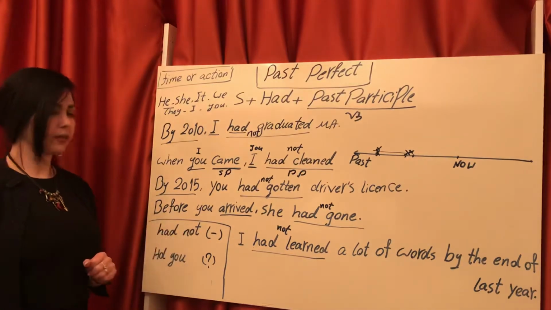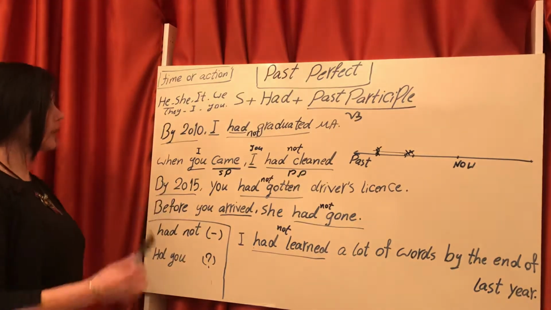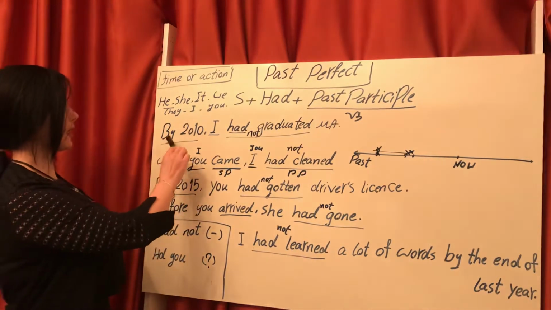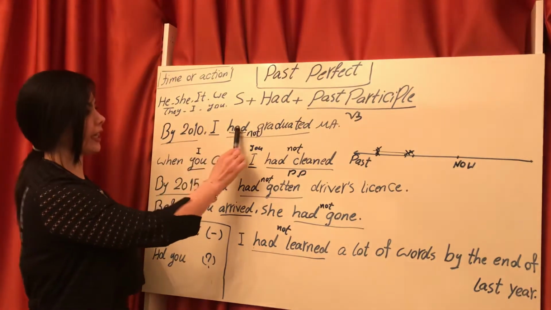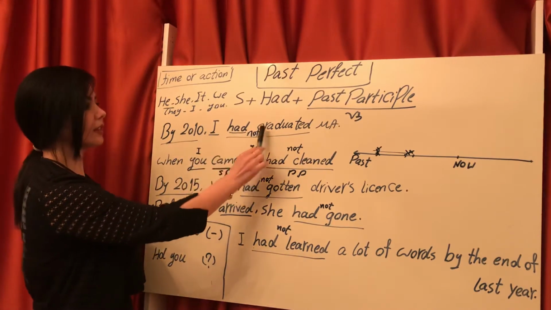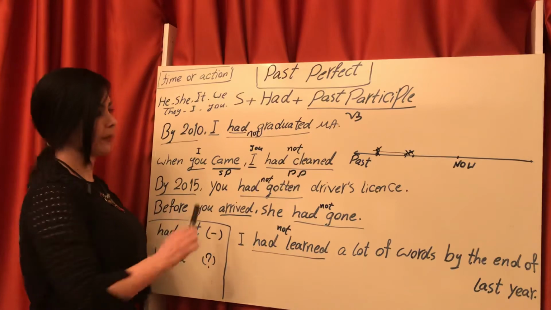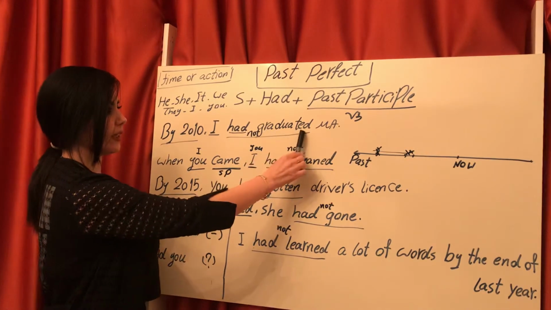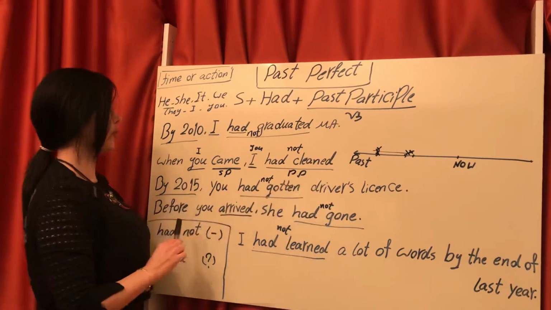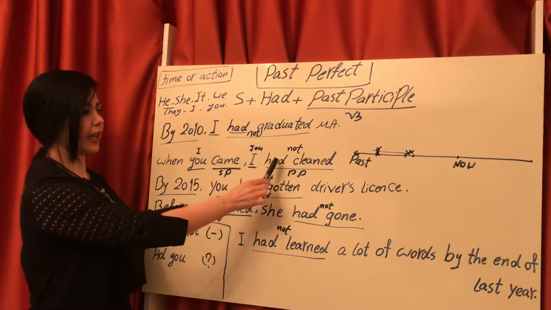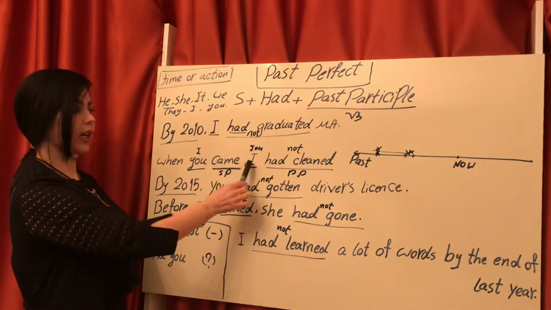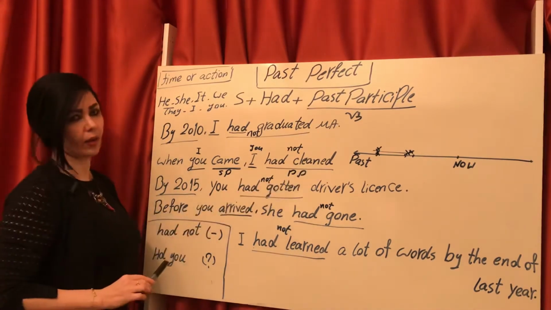Now, for negative, what should we do? For negative, we just add not after had. For example, here, by 2010, I had graduated MA. For negative, I had not graduated MA. When you came, I had cleaned the home. When you came, I had not cleaned the home.